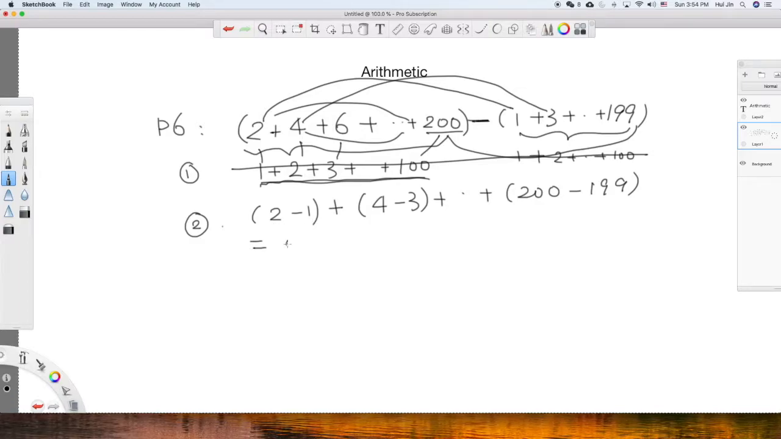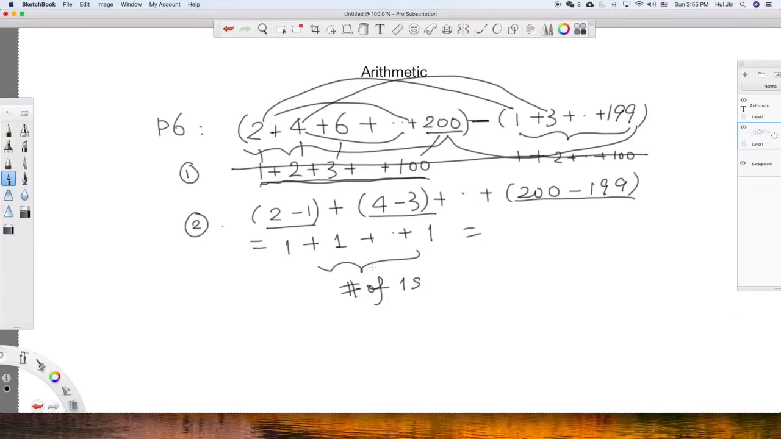2 minus 1 is 1, another 1, another 1. Now the question is, how many ones? All right, so for that, you realize that for each of the pair, the first number is an even number, and the even numbers go from 2, 4, all the way to 100. How many even numbers are there?